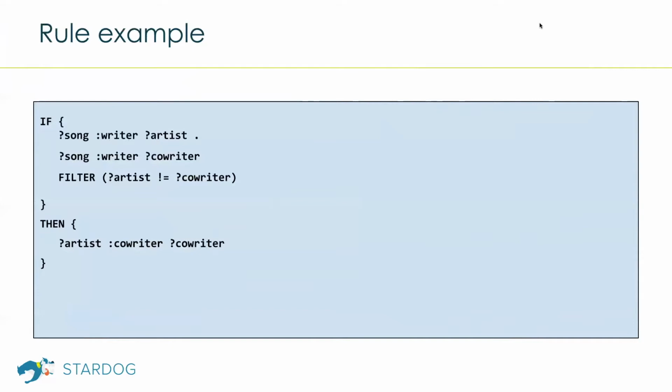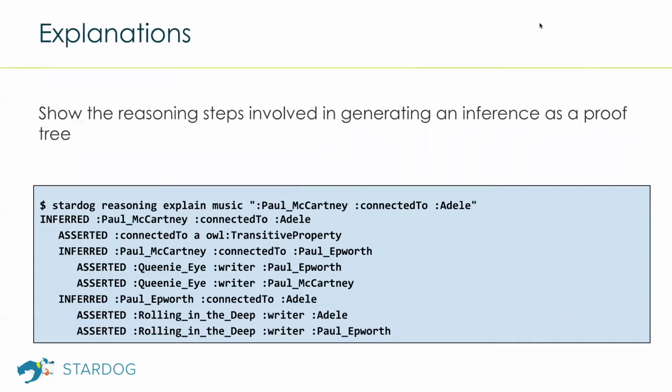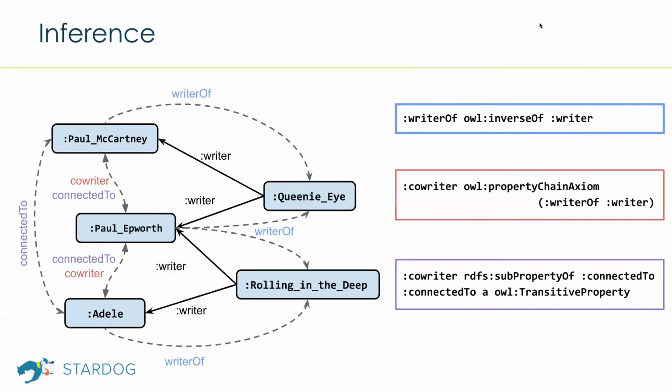You can do a whole lot with these, and they're very, very useful. The other super important thing is that not only do we provide the reasoner, but the reasoner is also equipped to explain to you how it inferred something. If we go back to our graph here, we can see that it made the inference that Paul McCartney and Adele are connected to each other.